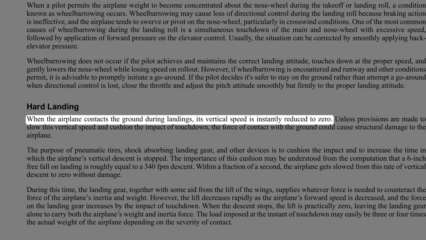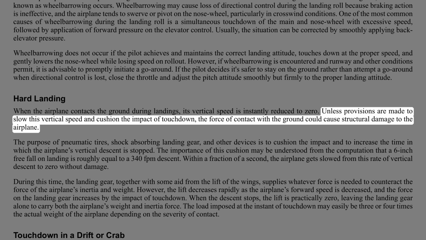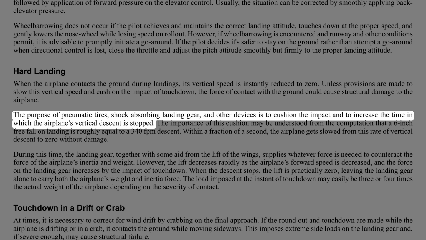Hard landing. When the airplane contacts the ground during landings, its vertical speed is instantly reduced to zero. Unless provisions are made to slow this vertical speed and cushion the impact of touchdown, the force of contact with the ground could cause structural damage to the airplane. The purpose of pneumatic tires, shock-absorbing landing gear, and other devices is to cushion the impact and to increase the time in which the airplane's vertical descent is stopped.